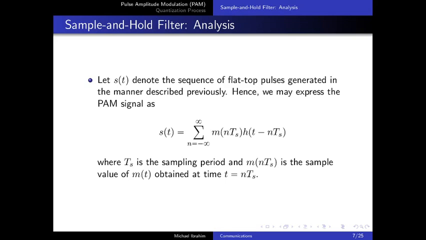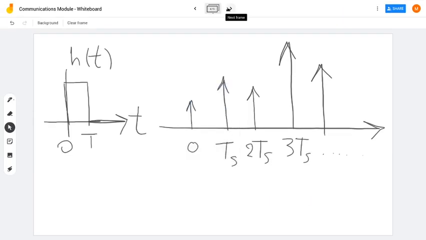So in order to understand this equation, let's move to our whiteboard over here, and as you can see, this is h of t, this is the pulse shape we have, and these are the sample values of the message m of t. So the equation is simply saying that h of t will be shifted at 0 and multiplied by the amplitude or the sample value at 0. And then we will shift h of t at instant Ts and give it an amplitude equal to the sample value here. And then we will shift it again at 2Ts and give it the amplitude or the value of the sample over here, and so on.